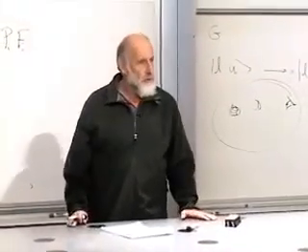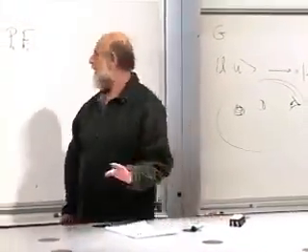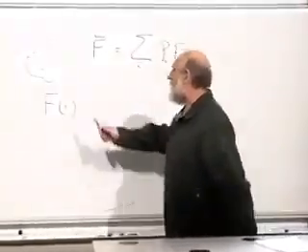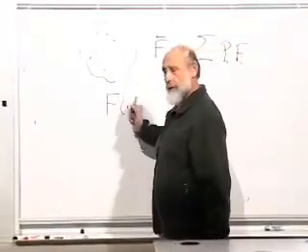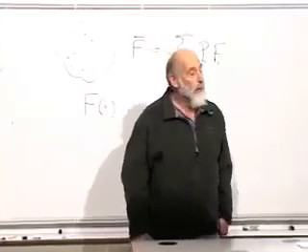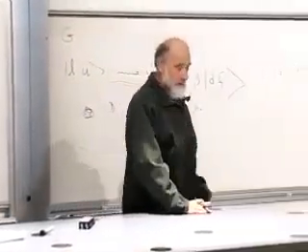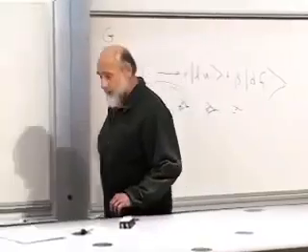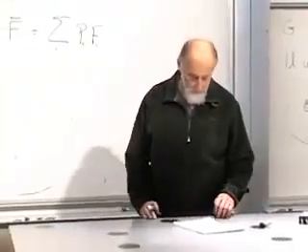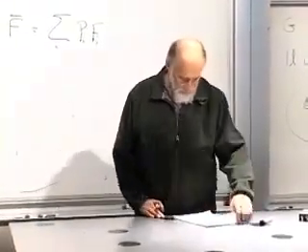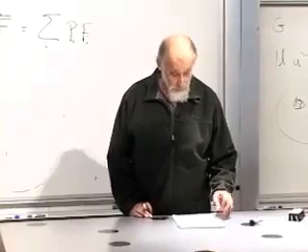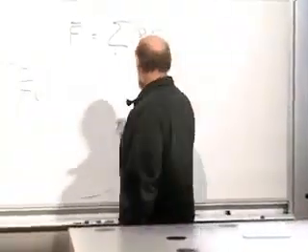The trace, first of all, let me tell you, is the analog of the sum over configurations. It replaces, in quantum mechanics, summing over all the possibilities. So sum over configurations becomes trace.